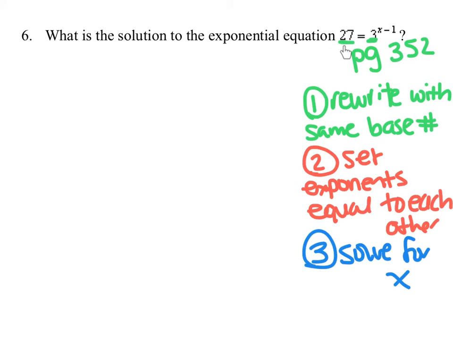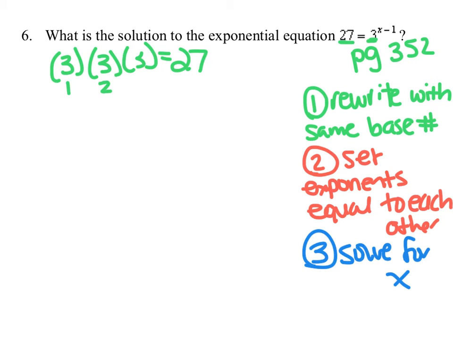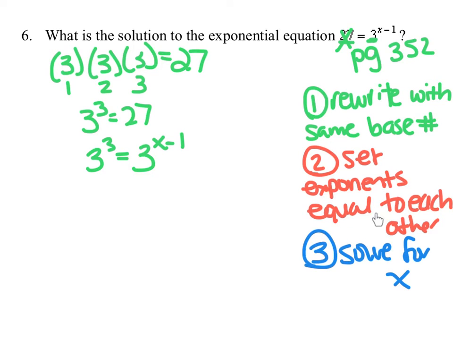So the first thing I need to do is figure out how I can take 3, that's my common base, and use it to get 27. So let's see how many times it takes for me to multiply 3 before I get to 27. And 3 times 3 is 9, times another 3 is actually 27. So count, there's 1, 2, 3 of them. So that means 3 to the third is the exact same thing as 27. So I'm going to take 27 out and replace it with 3 to the third equals 3 to the x minus 1.